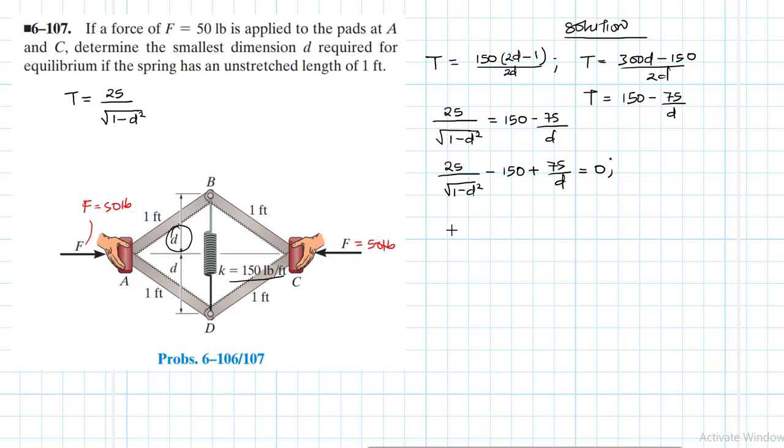Okay, so let it be a function of D. So I'll say as a function of D, this is going to be equal to 25 divided by root of 1 minus D squared minus 150 plus, but the D, this one should be here, plus 75 divided by D, then minus 150 is equal to 0. So here we have this equation.